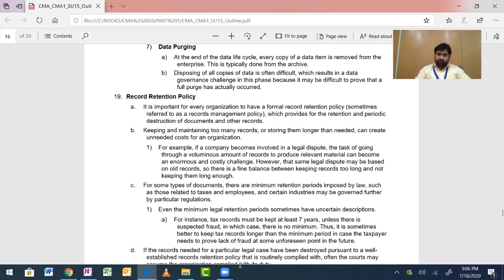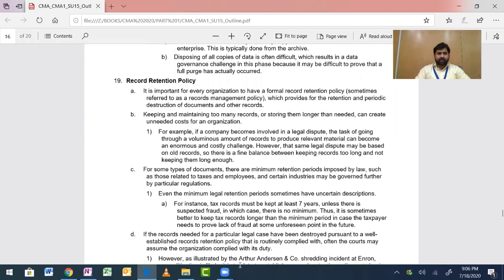There are a few kinds of records which are required by law. All right, for example, here I think they have given tax records must be kept at least 7 years. In India, it is 8 years. Fine, whatever audited records you have got, you have to keep the last 8 years of records. Fine. After that, you can dispose of them, no problem. So here they have mentioned 7. Maybe in the US they go for 7 years.